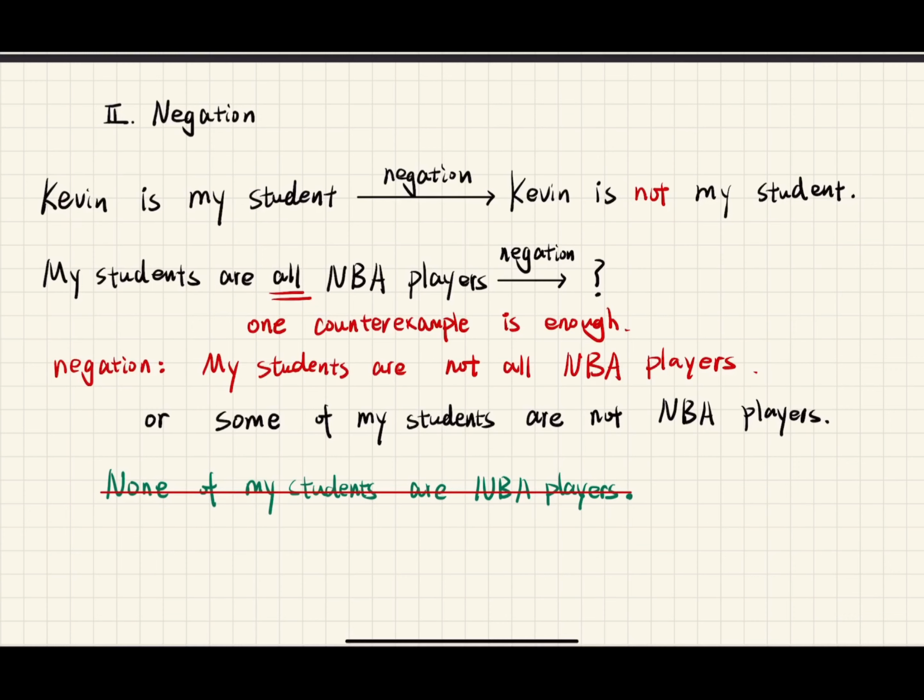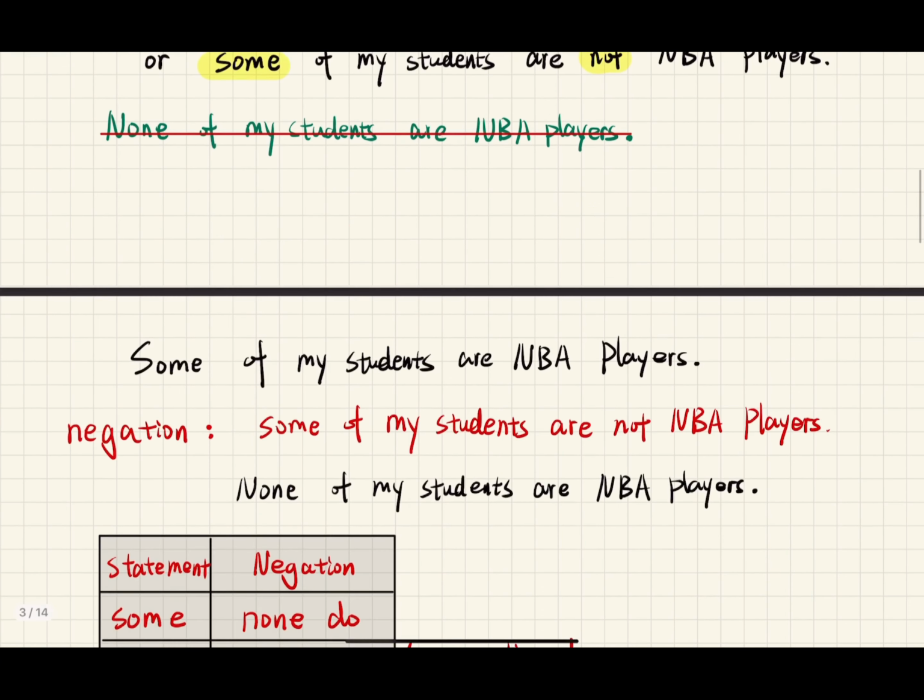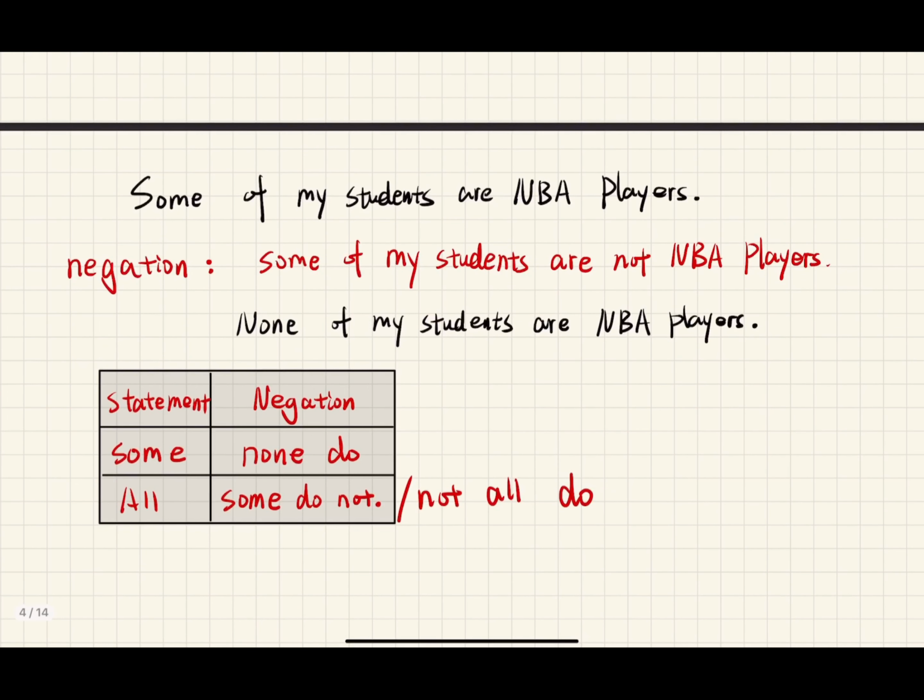And here are some keywords that you should remember. The first one, you can also say "not all." My students are not all NBA players has the same meaning as some of my students are not NBA players, right? That's the keyword.